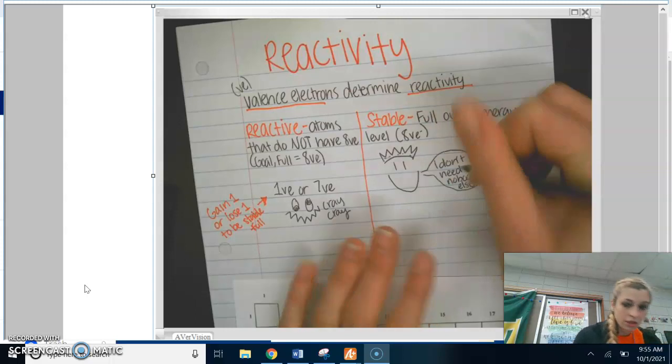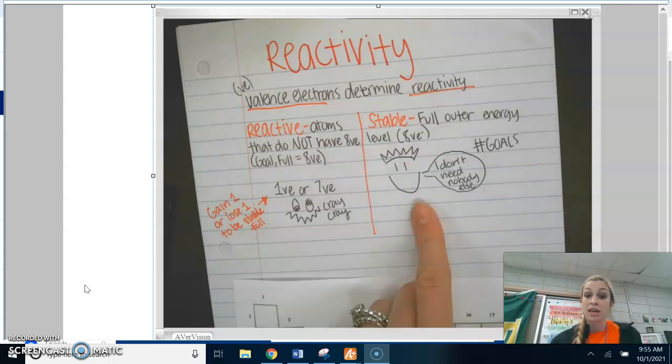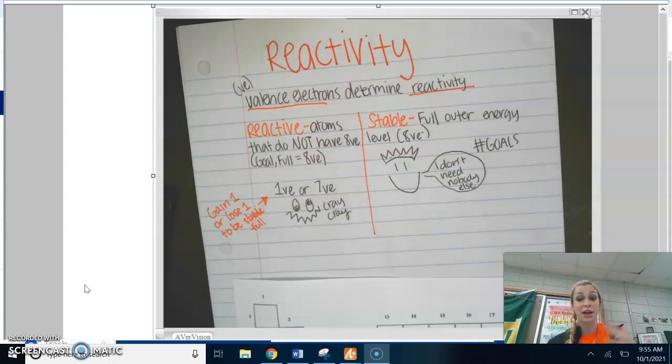So while these other little atoms are running around trying to get more valence electrons, these stable ones, they're like, we're good. We don't need any more. We already got what we need. Y'all are the ones that have to run around.